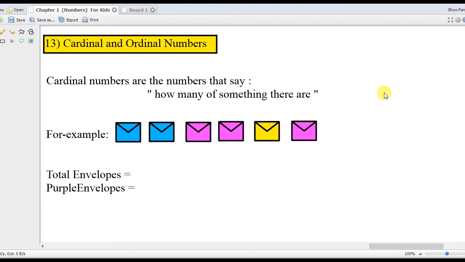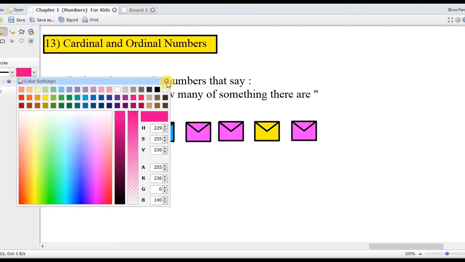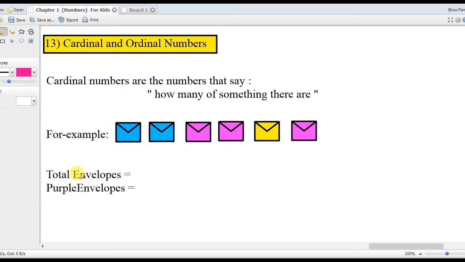So here we have a number of different envelopes. Two of them are blue, three of them are purple, and one of them is yellow. When I ask you how many envelopes there are in total, you can count them: 1, 2, 3, 4, 5, 6. So the total number of envelopes is 6. Now if I ask you how many purple envelopes there are, you can count them: 1, 2, and 3.